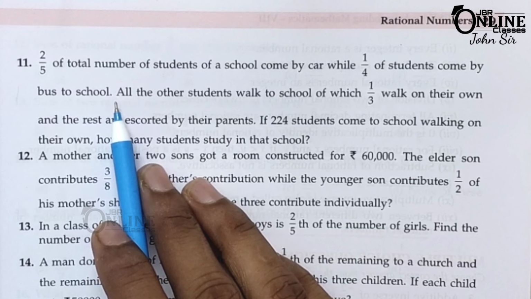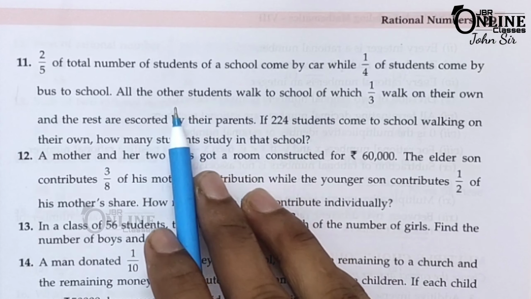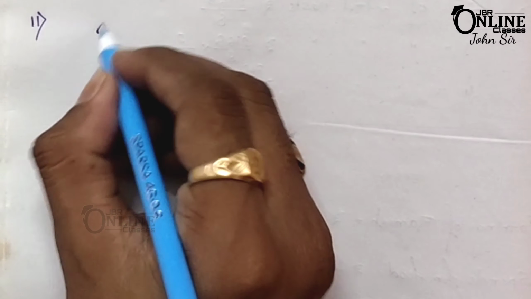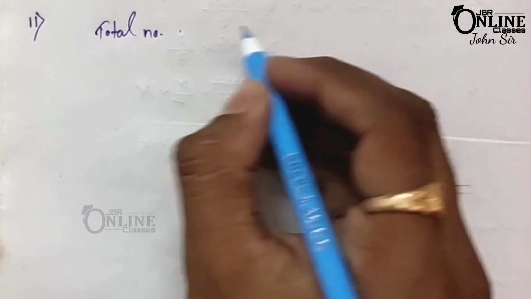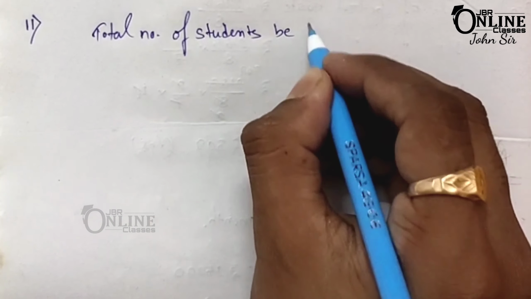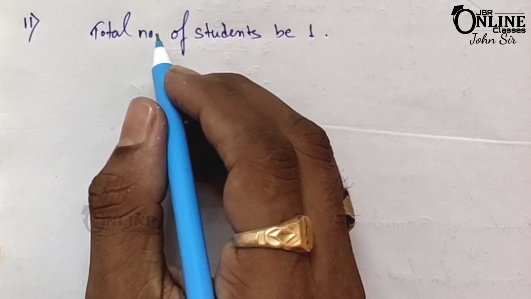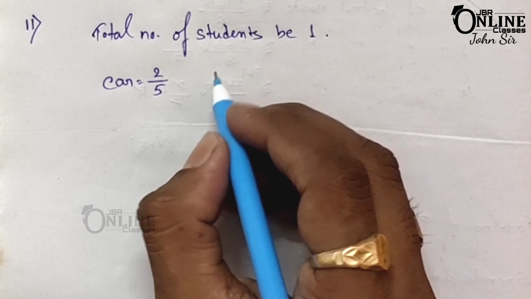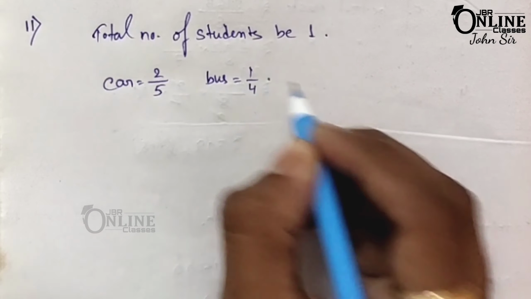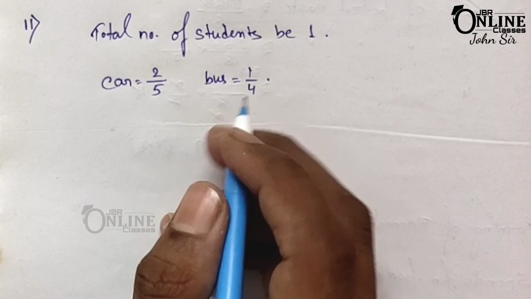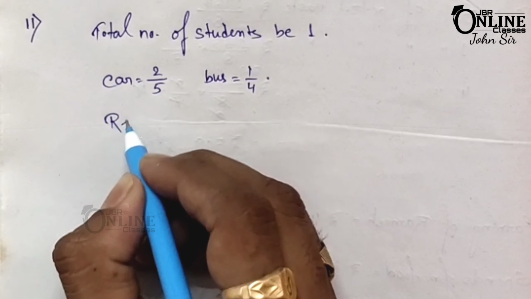Okay, so here the 2 by 5th part of the school come by car and the 1 by 4th come by bus. So first you have to find out the remaining number of students. Let the total number of students be 1. Students who come by car are the 2 by 5th part, and students who come by bus are the 1 by 4th part. Those who come walking are 1/3 of the remaining. So first you have to find out the remaining part.